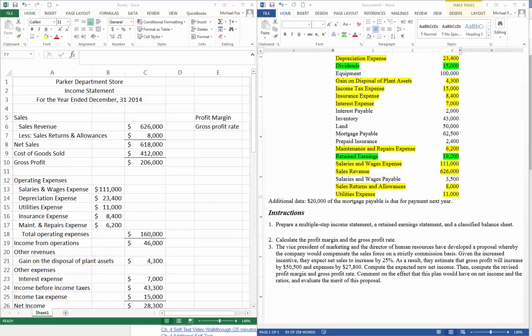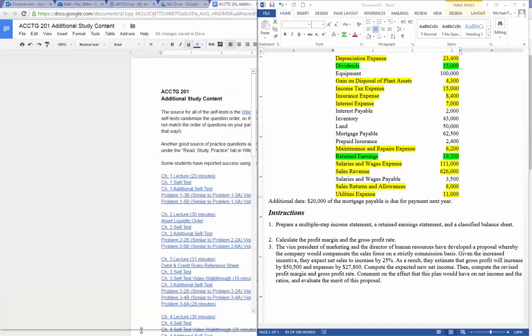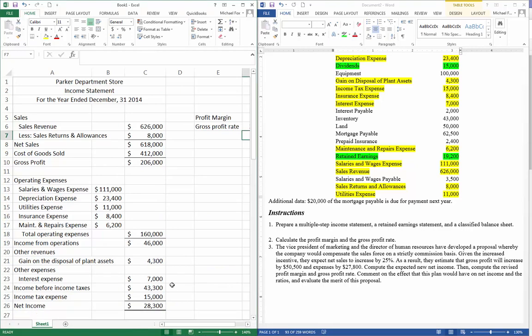All right, so there's a couple ways to go about doing this. One is to do kind of what you would call the total method, which would in essence be to just adjust your income statement. That might be the longest way too, but it might be the easiest for some people. So that's one way to do it.